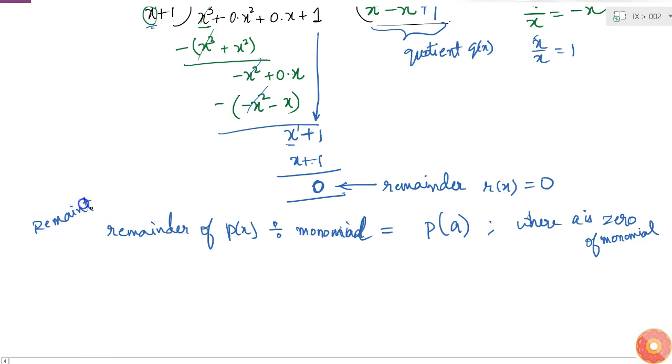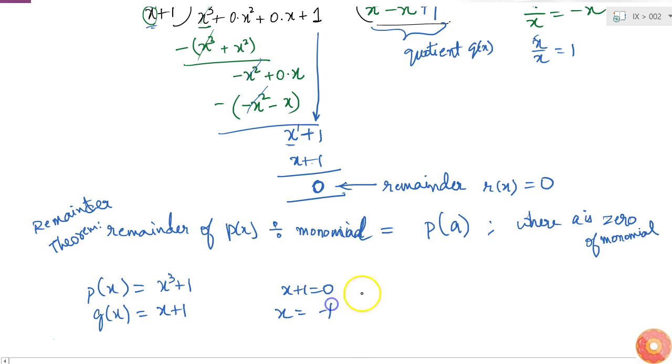Okay, so if I apply the remainder theorem, what is my p of x? p of x is equal to x cube plus 1, and g of x is a monomial, right? Because in x plus 1, the highest degree of x is 1, so it is a monomial. So what is the 0 of g of x? If I put x plus 1 equal to 0, then x is equal to minus 1. So this means that minus 1 is the 0 of g of x.